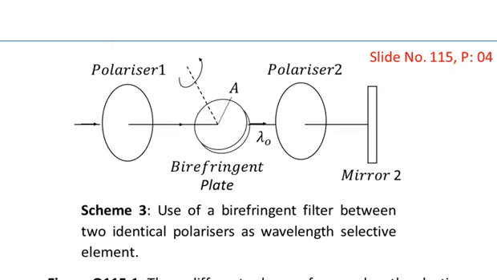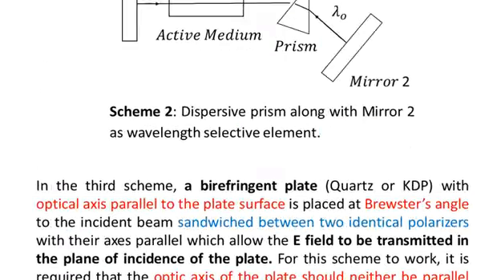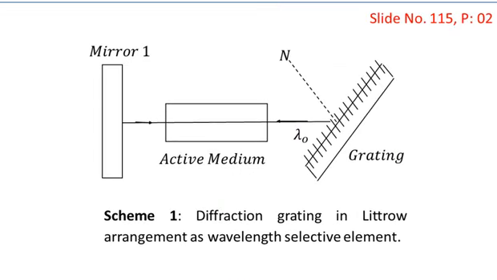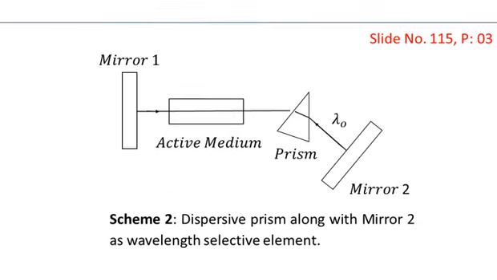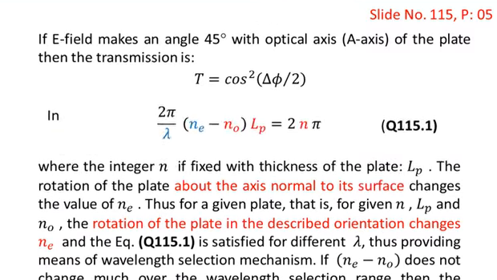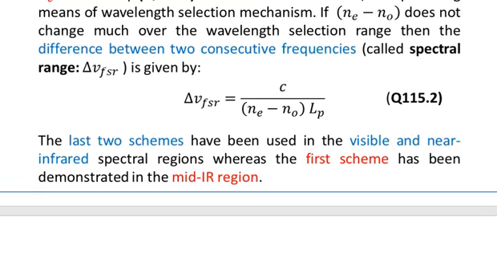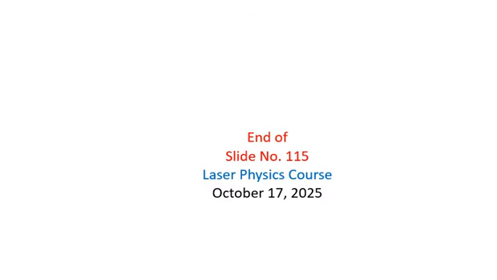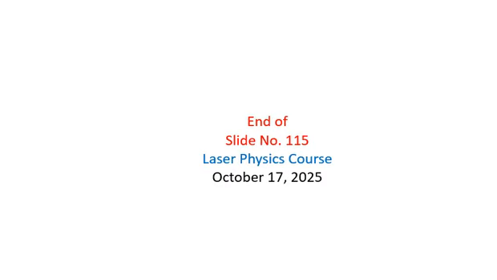So you see that these were the three schemes that I have described. The first scheme has been demonstrated in the mid-infrared range, whereas the second and third schemes have been demonstrated in the visible range and in the infrared range. So this is the end of slide number 115.